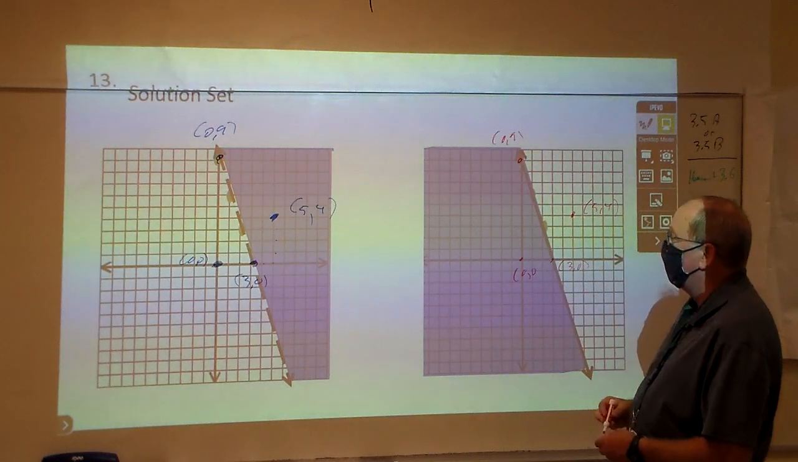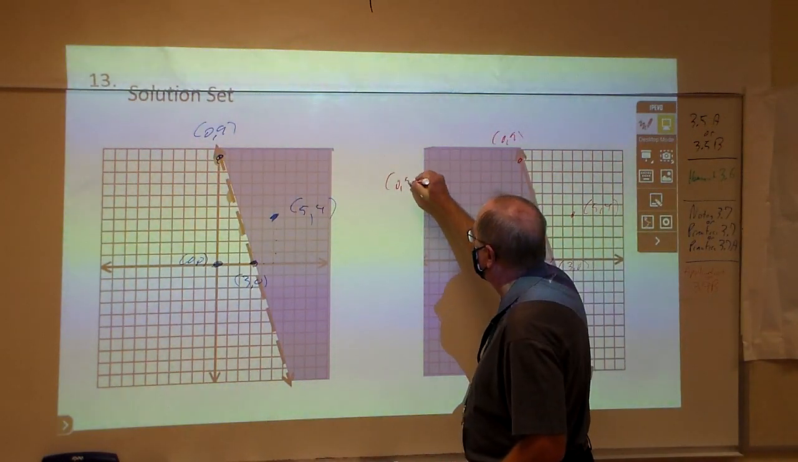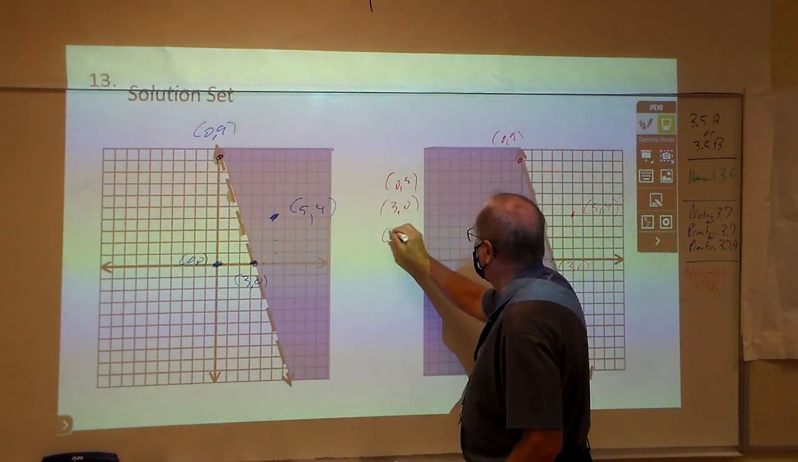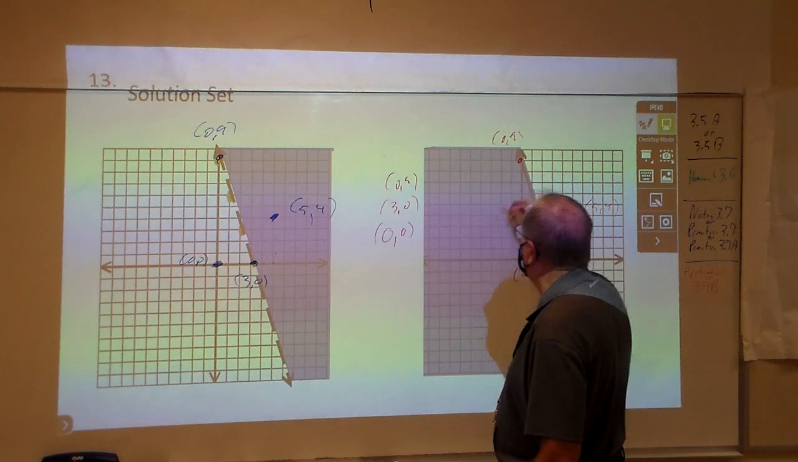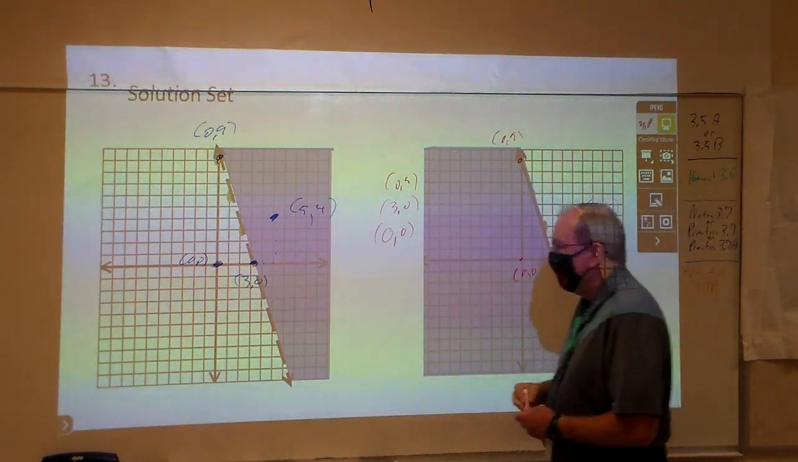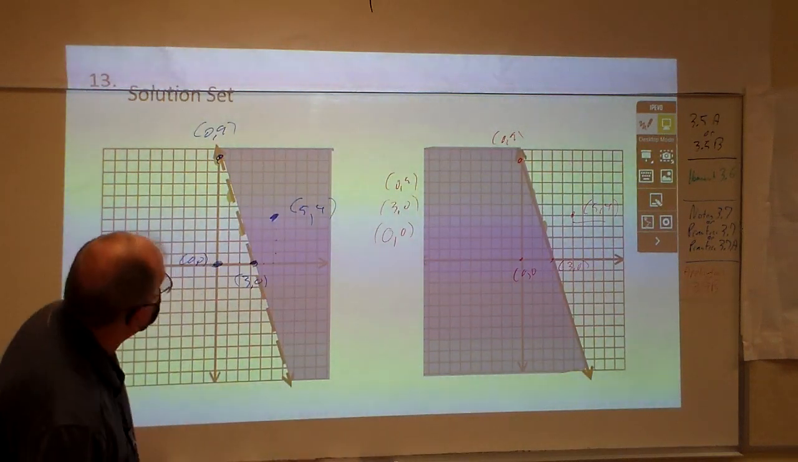This time, all of these are solutions. (0, 9) is a solution, (3, 0) is a solution, and (0, 0) is a solution because they're all in the shaded area and the line is included. The only one that is not is (5, 4). Be careful, the question may ask you whether it is a solution or not a solution.